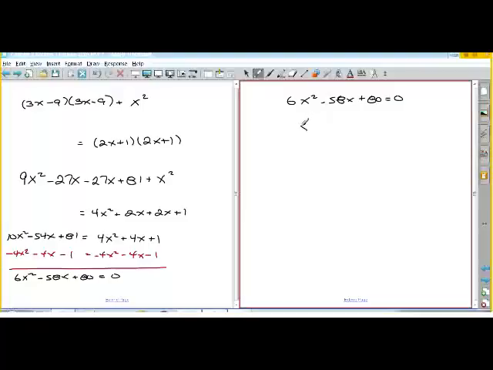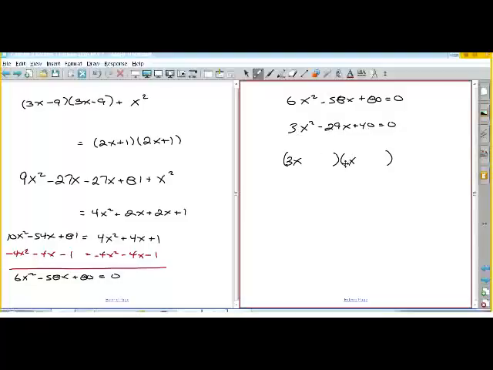Can we simplify this by dividing through by a common factor? Well, yeah, we can divide by 2. So we'll get 3x squared, and if you divide that by 2, you'll get 29x, and you get 40. So usually when the leading coefficient is not 1, I use the quadratic equation. But I think you can actually factor this. So let's try factoring it anyway and see what happens. A little review here, factoring.